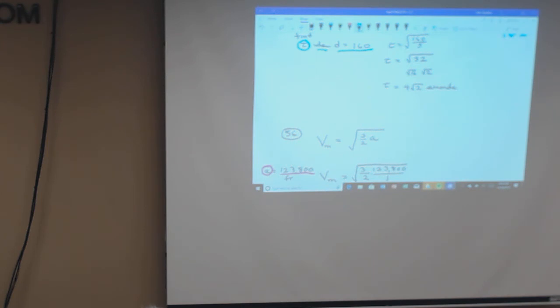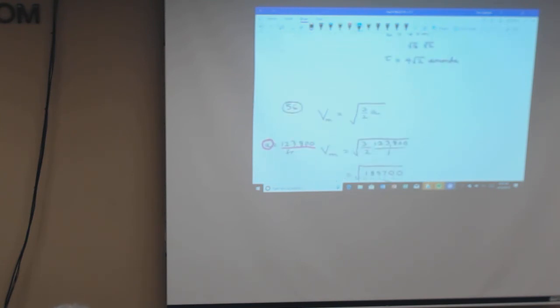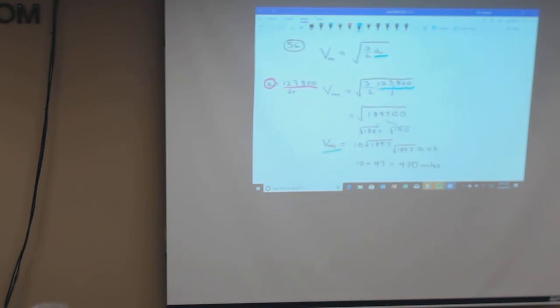The greatest altitude reached in a manned balloon is 123,800 feet. So a is 123,800 feet. What was the view in miles from the balloon? 3 times that divided by 2 is the square root of 185,700. That means the view was about 430 miles.